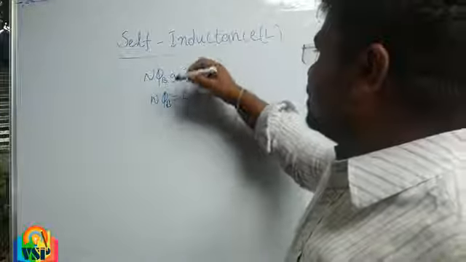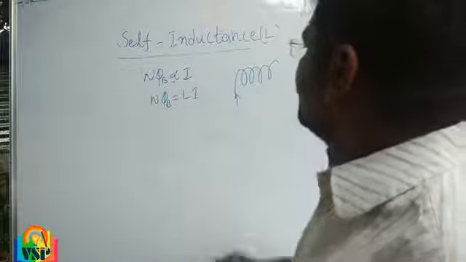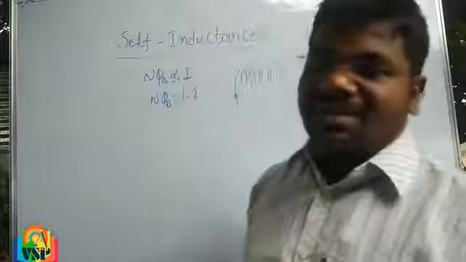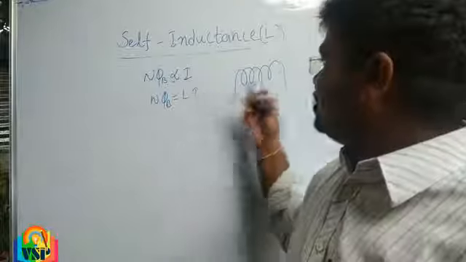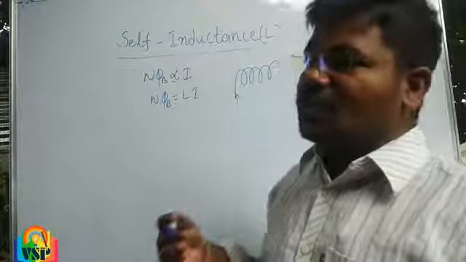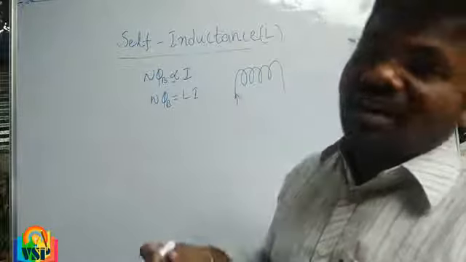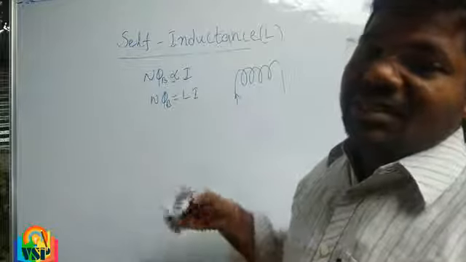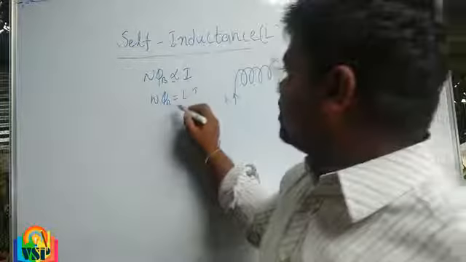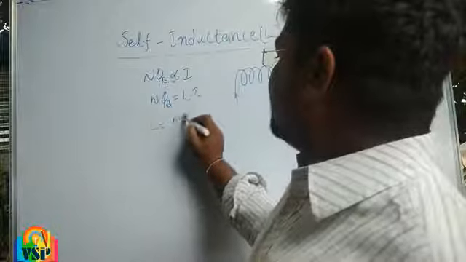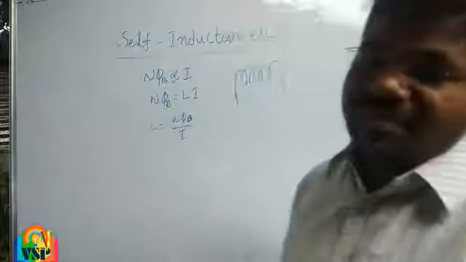Consider a coil. If current passes through the solenoid, a magnetic field is developed. The magnetic flux links with the coil and produces an induced current in the same coil. That induced current opposes the change in current in the given coil. Then L is equal to N phi B by I.